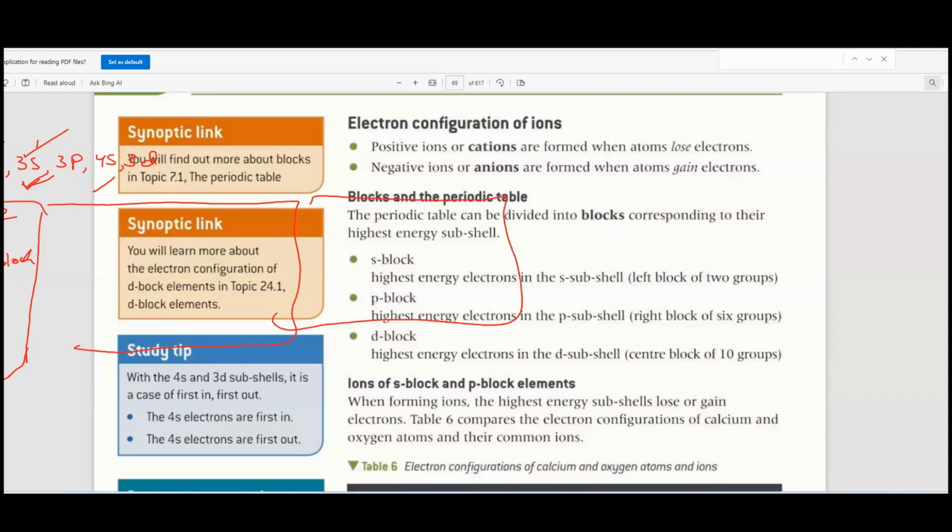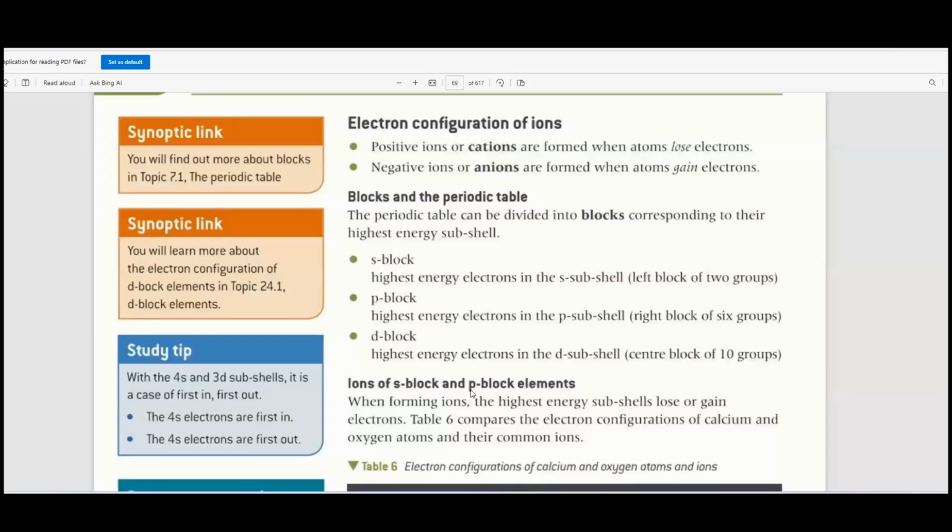Why are they called S block? Because the outer electron is in the S subshell. No, the D block are all transition metals. All right. So now you know what S block is, right? So P block: the highest energy electron is in the P subshell, the right block of six groups. So I think it will be three, four, five, six. Like all the noble gases, halogens, and all of those around there. Then the D block is where the highest energy electron is in the D subshell. So it's the center block of, I think, transition metals. Yes, these are transition metals, you were right.